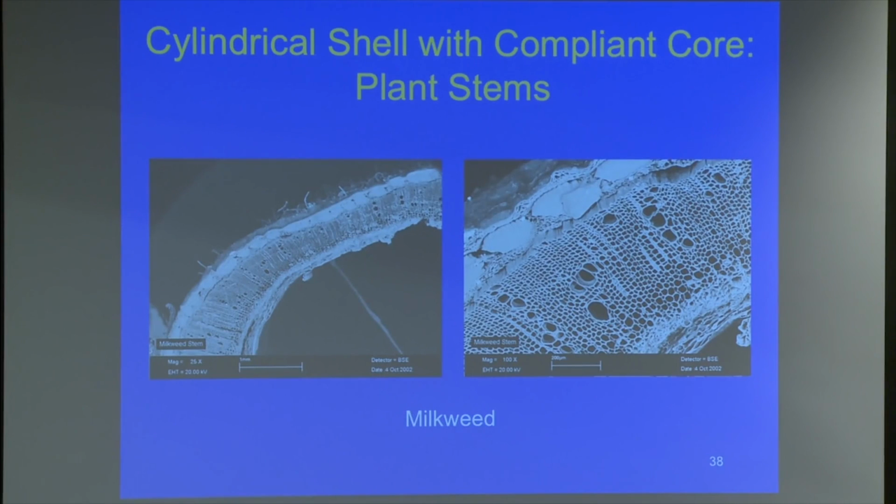Some plant materials have a cylindrical shell with a compliant core. Plant stems are commonly like this. This is a milkweed stem, and you can see it has fibers that are almost completely dense, then a lower density cellular core, and then a void in the very middle. You can show that that core helps prevent local buckling.